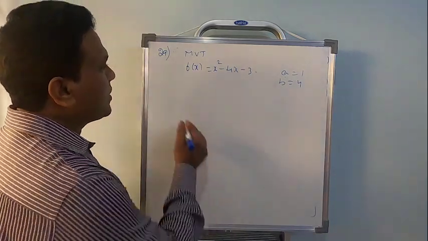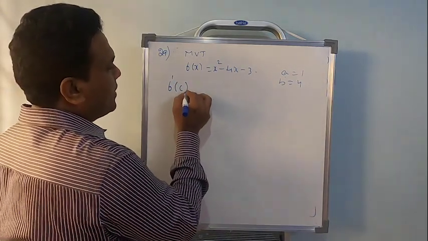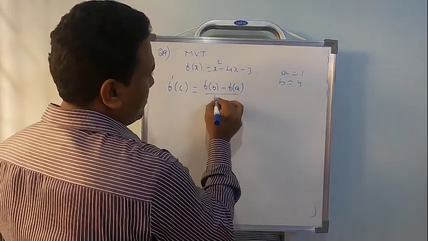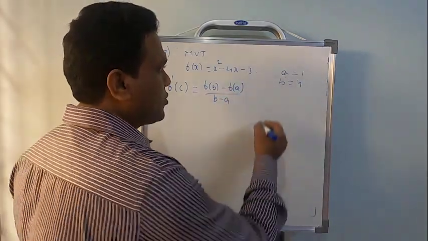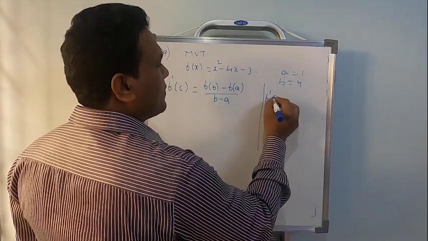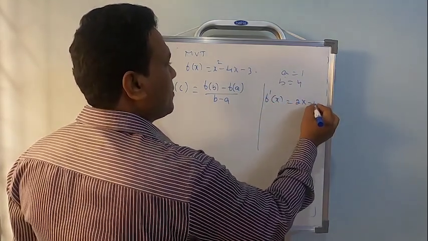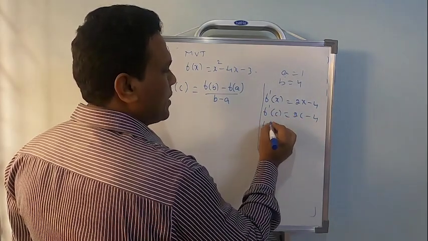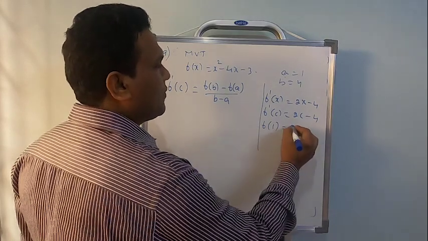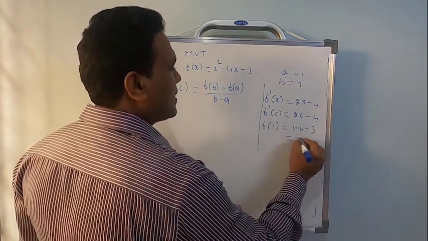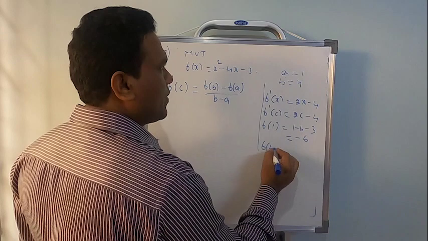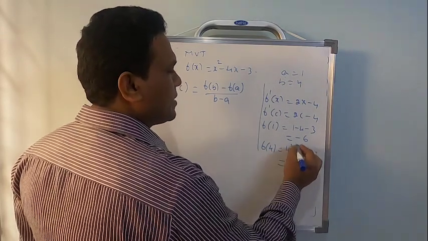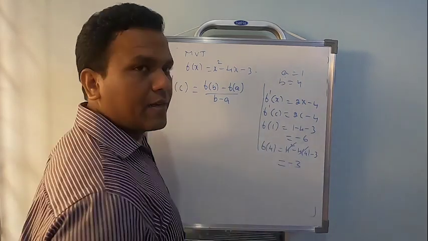Now let's get into the third. The condition in mean value theorem is f dash of c equal to f of b minus f of a by b minus a. I suggest you to write the things separately. So what is f dash of x will be 2x minus 4. So f dash of c will be 2c minus 4. F of a, that means f of 1. F of 1 will be 1 minus 4 minus 3 will be equal to minus 6. F of 4 will be 4 square minus 4 into 4 minus 3. So 16 and 16 will be cancelled, so the remaining is minus 3.